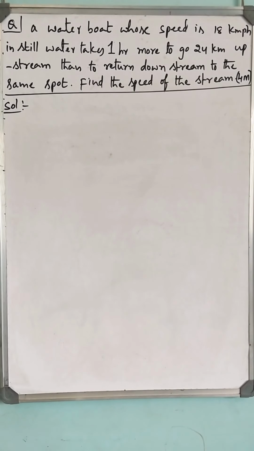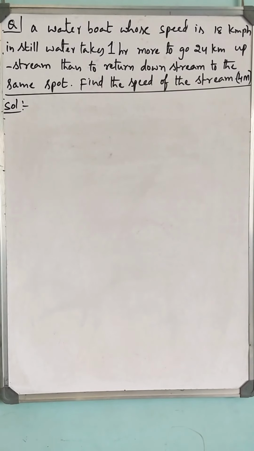Now let us discuss an important 4 marks problem from the quadratic equations. The question is, a water boat whose speed is 18 kilometers per hour in still water takes 1 hour more to go 24 kilometers upstream than to return downstream to the same spot. Find the speed of the stream.